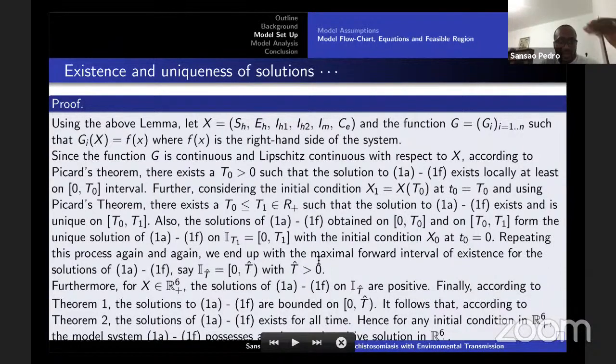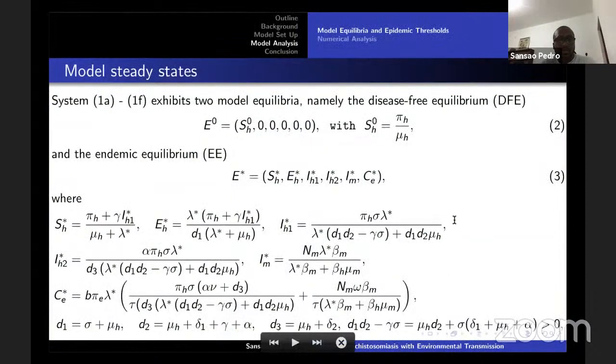And now making use of theorem 1 and of the lemma, we conclude that for any initial condition in this region, our system possesses positive and unique solutions. So from here, it means we now have a model that is mathematically well posed. We understand that its solution will remain in a positive region. So we can proceed to look for the system equilibriums where, in the long run, this solution will tend to.